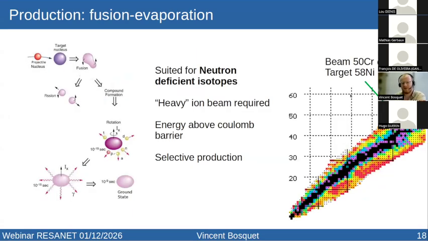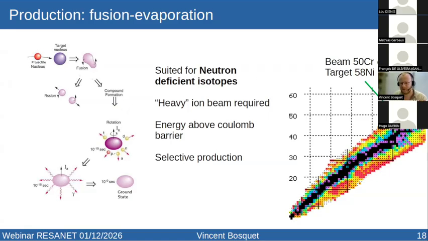Another production method is fusion evaporation. Fusion evaporation works as follows. A projectile is sent onto a target slightly above the Coulomb barrier. It ends up in a compound nucleus in a highly excited state. It will then decay by emitting a few nucleons, and you will end up with a radioactive nucleus. This method of production is suited for the production of neutron-deficient isotopes, but it requires a relatively heavy ion beam, so not all facilities are able to provide this. This method of production is somewhat selective.